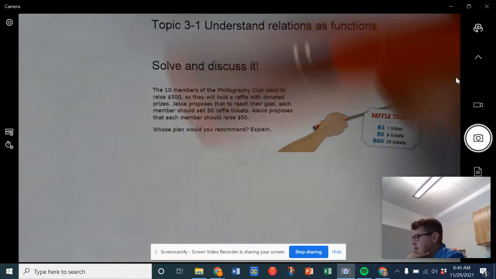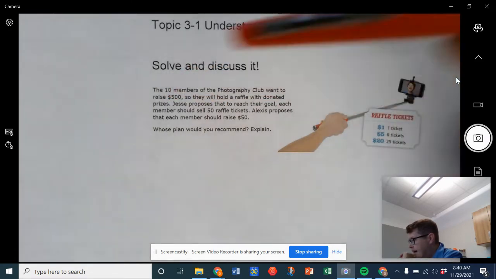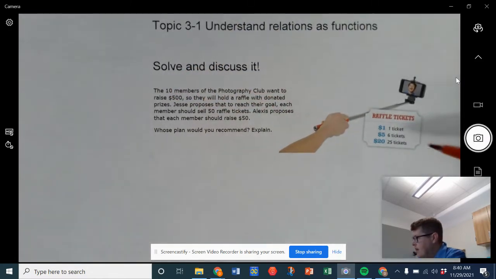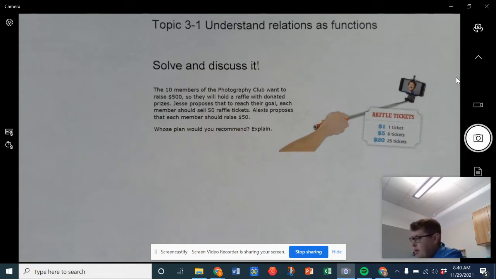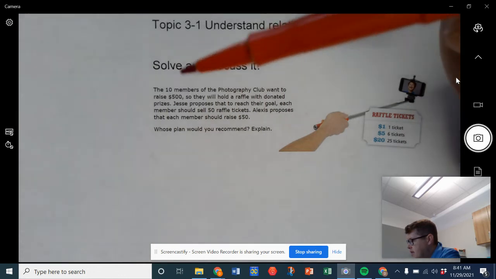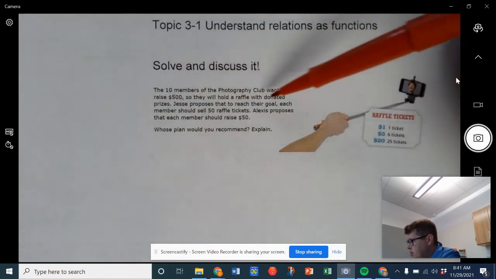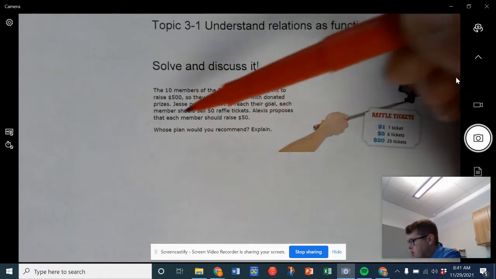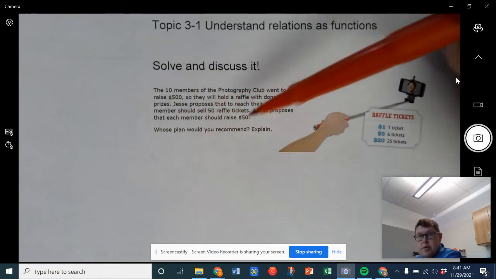Okay, so 10 members of the photography club want to raise $500. So they will hold a raffle with donated prizes, and the prices for raffle tickets are here, right? There are two people leading this. Jesse proposes that to reach their goal, each member should sell 50 raffle tickets. And Alexis proposes that each member should raise $50.